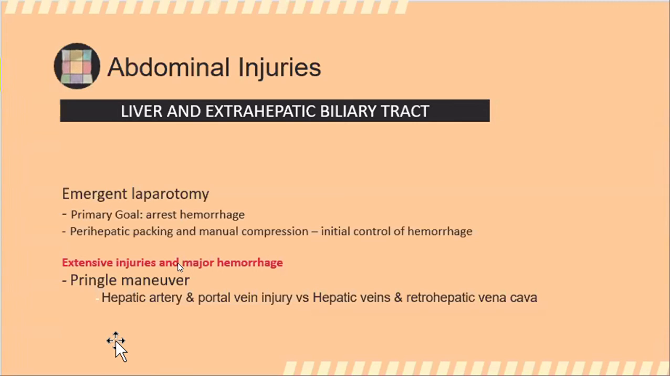At the same time, hinahanap mo kung saan yung bleeding vessels in an attempt to ligate the bleeding vessel. Aside from that, if hindi makontrol, we can do your Pringle maneuver. So your Pringle maneuver, kinaklamp mo yung hepatoduodenal ligament kasi andun yung hepatic artery and portal vein. Tas while clamping, lilimit mo yung blood flow to your liver para mas maganda yung visualization mo ng injury at makontrol mo yung bleeding while doing repair.